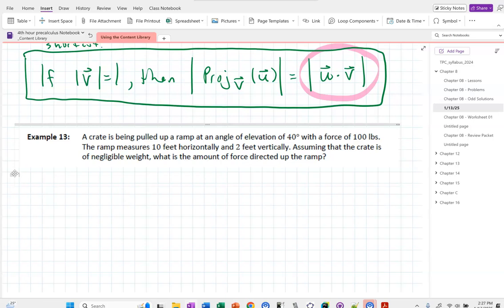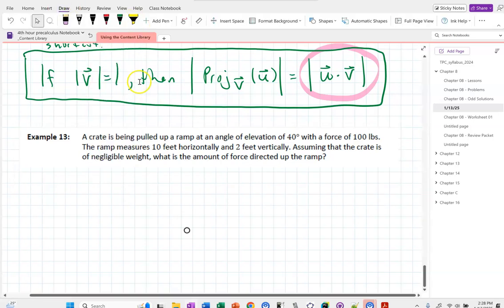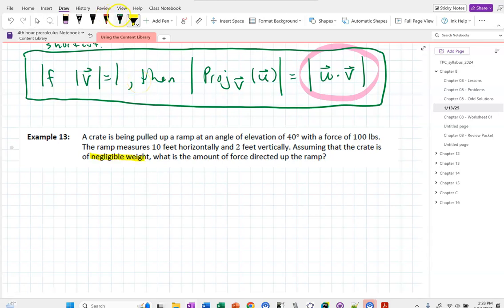First question, is there gravity involved in this problem? Do I have a gravity vector? The answer is no. Why not? What part of this problem tells me that gravity is not a factor in this problem? Exactly right. If the crate has no weight, then there's nothing for gravity to act on, right? Everybody's okay there?